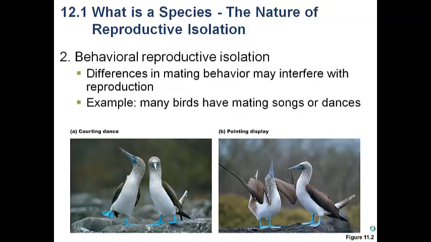Birds are a very common example of reproductive isolation. If they're not dancing as the blue-footed booby is, then the calls of birds serve as a mechanism of reproductive isolation. If a bird doesn't recognize another bird's call, then it's not going to reproduce with that bird.